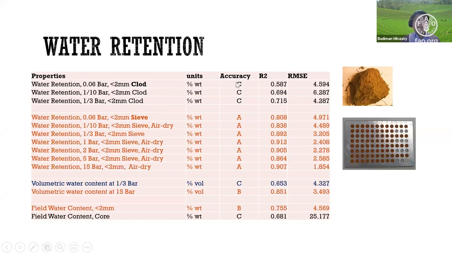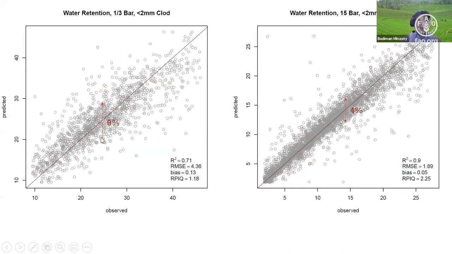That means it's a low level of accuracy. Similarly, if it's water retention at the wilting point, which the clod doesn't matter, you can use a sieved sample and measure it very accurately, right? So it depends what your purpose is. Again, this is an example of field capacity, a reasonable R square, but if you look at the error, the error is around 9%. If you look at the other one, the relationship is tighter and the error is around 4%. So it depends how much error you want. If you're just asking for pedotransfer functions, you can probably use that.